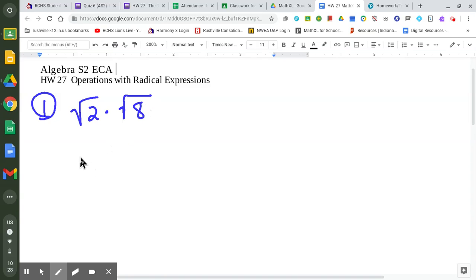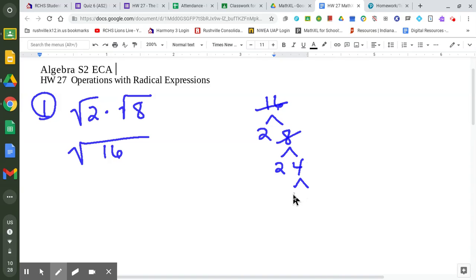the first thing we're going to do is multiply those together and get square root of 2 times the square root of 8 is the square root of 16. Then we can do a factor tree for 16. So the square root of 16 is the same as the square root of 2 times 2 times 2 times 2.